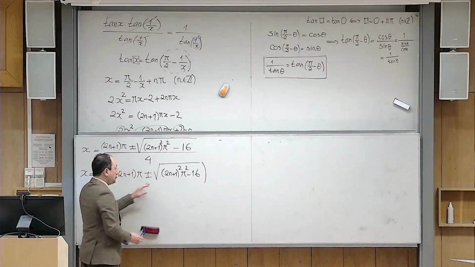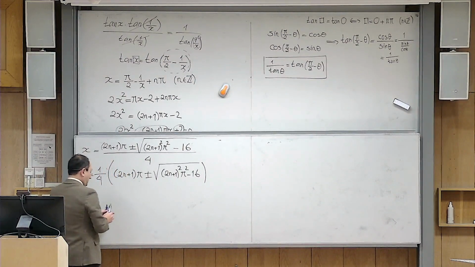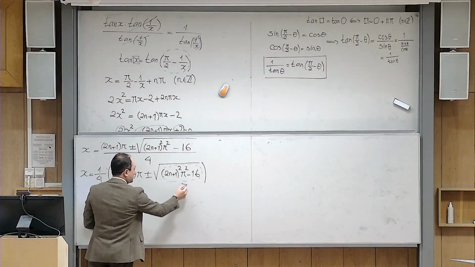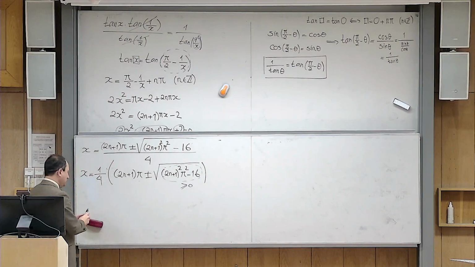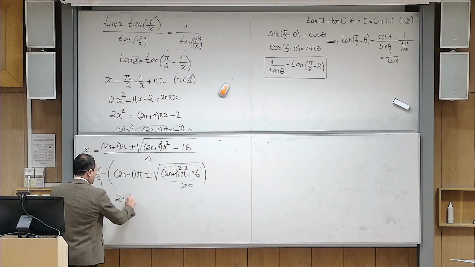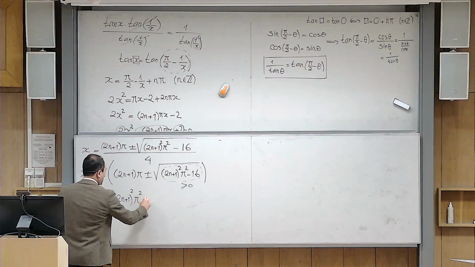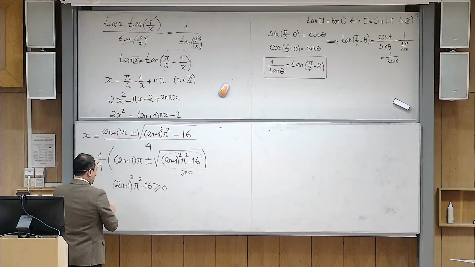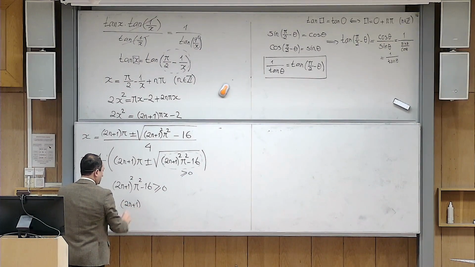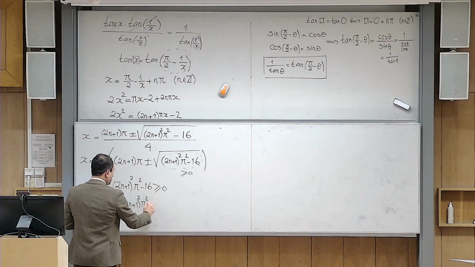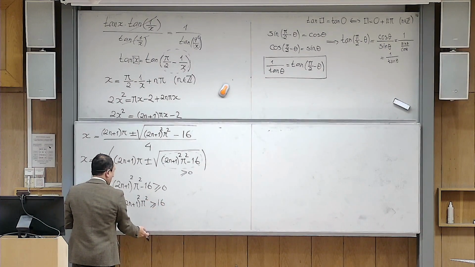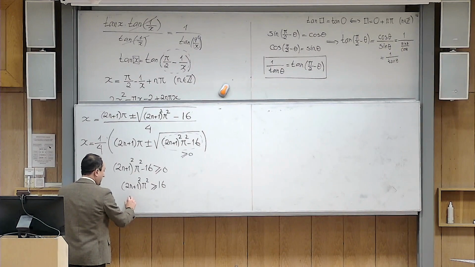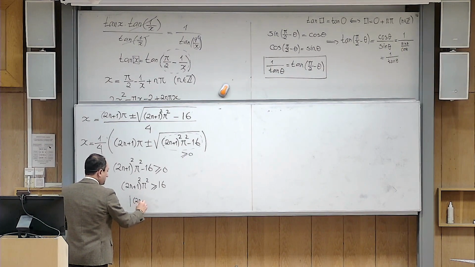In order for this to make sense, the expression under the square root sign should be non-negative. Yes? So this means that 2n plus 1 squared, pi squared minus 16 should be non-negative. So then I move 16 to the other side, so this becomes 2n plus 1 to power 2 pi squared is greater than or equal to 16. I take the square root. Remember, when you take the square root, you have to put absolute value. So this becomes absolute value of 2n plus 1.